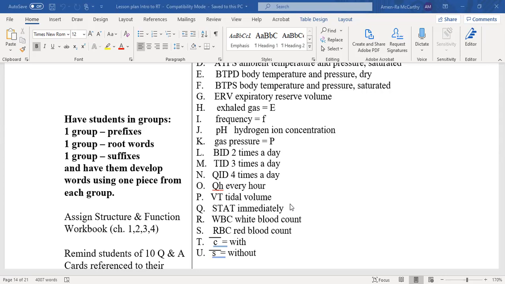All right, I'll let you work on that one. Look at the next one. Now, these are two very important notations. A C with a line on top means with, and an S with a line on top means without.